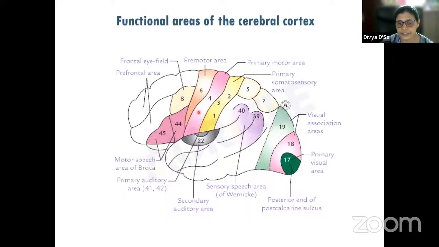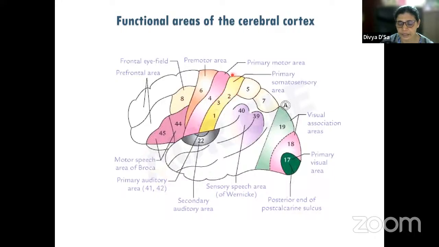That means the head region will be here. Okay, head is represented. So wherever the very intrinsic muscles, finer movement muscles are responsible, that area is represented as a larger area of representation. So head will be represented large here. Then the trunk, body, limbs and all.